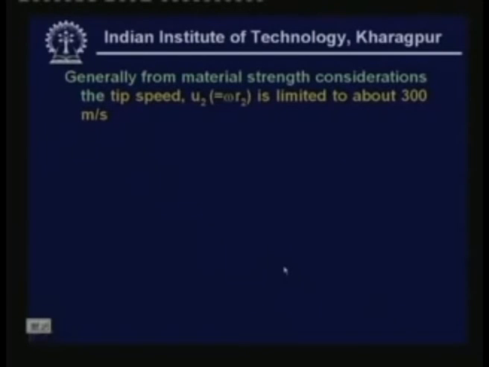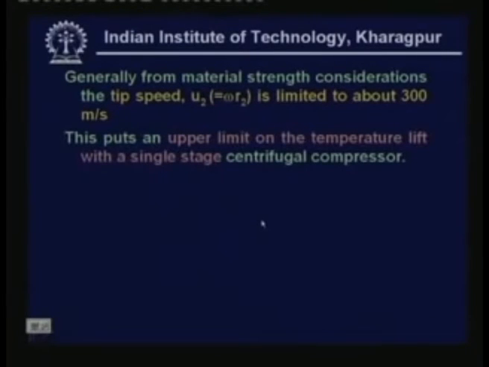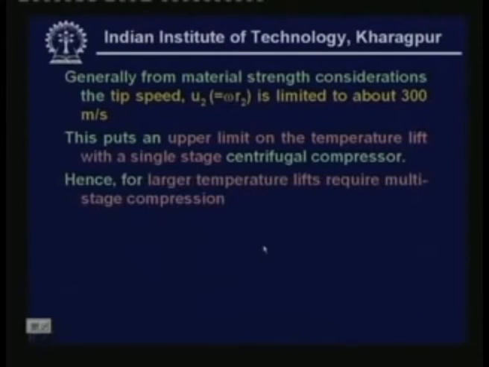Generally, from material strength consideration, the tip speed is limited to about 300 meters per second. This is an industry standard. Normally in industry they don't exceed these speeds. So this puts an upper limit, as I have already explained, on the temperature lift with a single stage centrifugal compressor. Hence, for larger temperature lifts we require multi-stage compression.